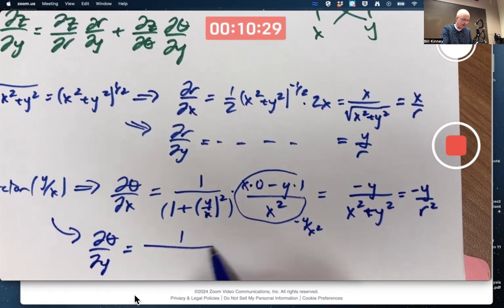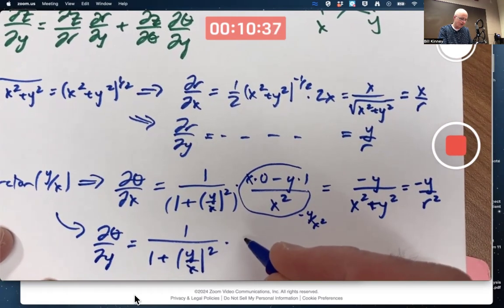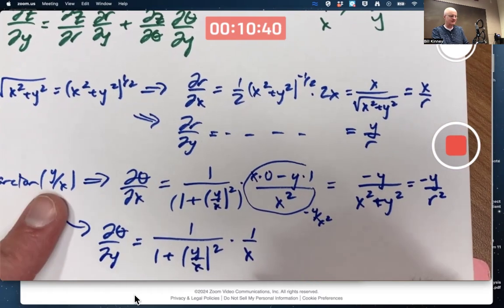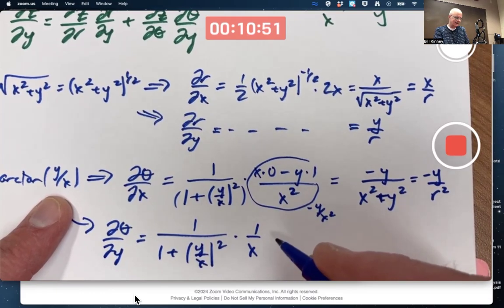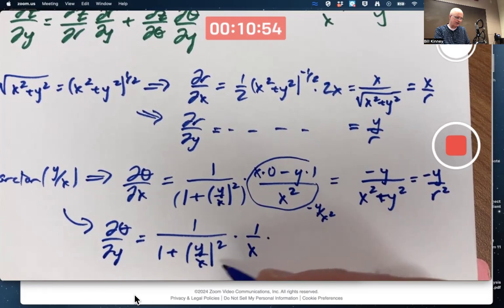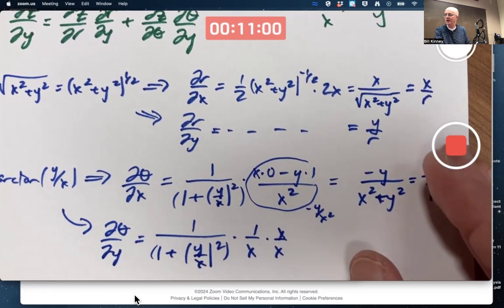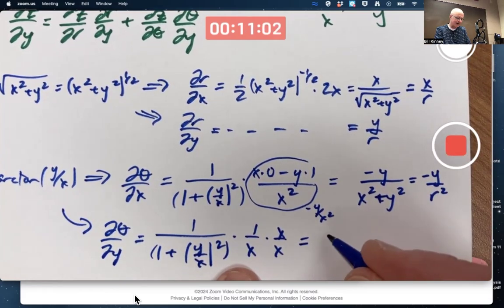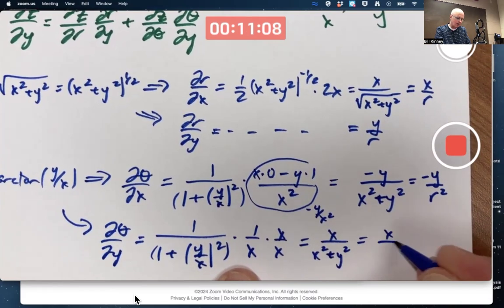How about the partial with respect to y? It's going to start the same, but then the derivative of y over x with respect to y is just 1 over x. Right? Differentiate with respect to y. y is to the first power, 1 over x is a constant. You get that constant. Let's also, for the sake of multiplying through the bottom by x squared, multiply the top and the bottom of this by x, which doesn't change it because it multiplies it by 1. And it's going to simplify to x over x squared plus y squared, x over r squared.